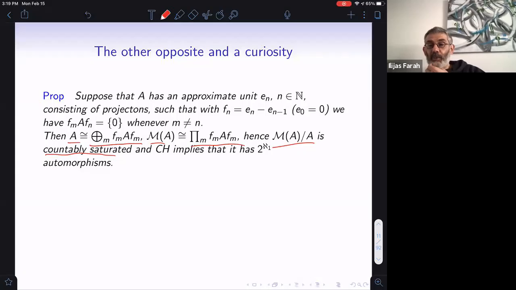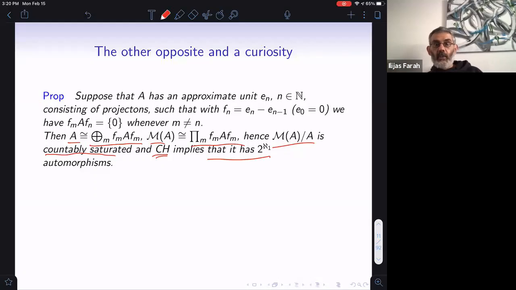I didn't prove this, but I gave you a reference that this is a theorem, which means that continuum hypothesis implies that this algebra has 2 to aleph 1 automorphisms, and even those automorphisms are much wider. If you just have two elements of the same type, you can find an automorphism which sends one to the other. So they're actually much more interesting than the automorphisms which are constructed by using this cohomological trick of embedding these groups.